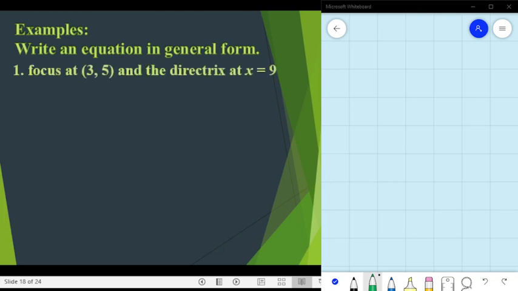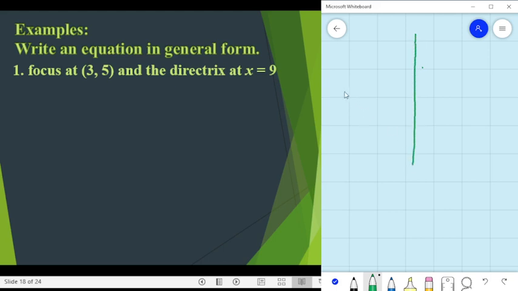Okay, so we are going to write an equation in general form. So the first one is we have given focus at (3, 5) and the directrix at x equals 9. So para na to masabtan, mas better kung atong i-draw ang graph sa atong situation. Okay? So kung atong i-graph, (3, 5) is in what quadrant?